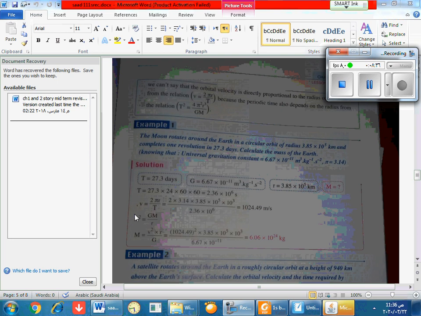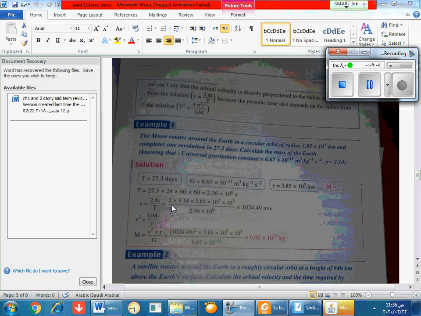or v equals root GM over r, we square both sides to get v square equals GM over r. So M equals v square r over G. So we must know the orbital velocity of the satellite, the distance r, and G, as it is a constant value. To measure the orbital velocity of the satellite, we use the relation v equals 2 pi r over T. T is the periodic time.